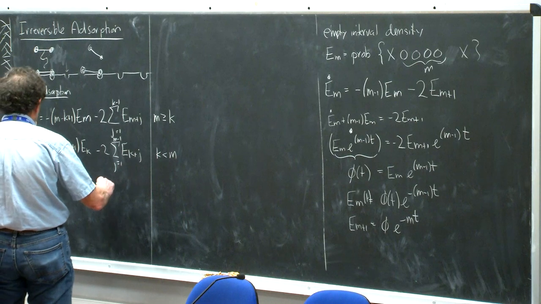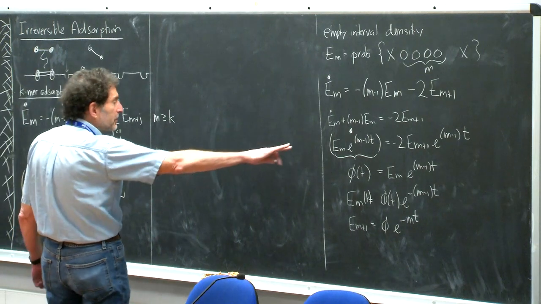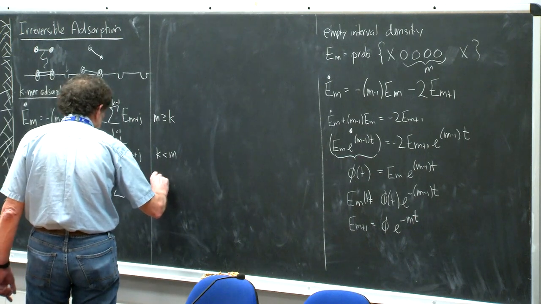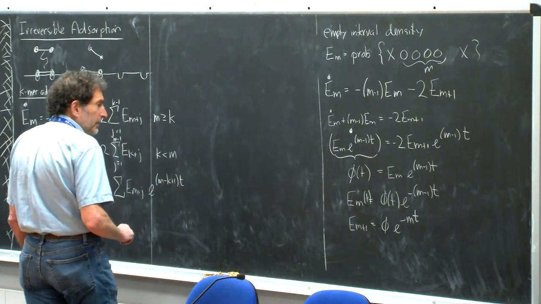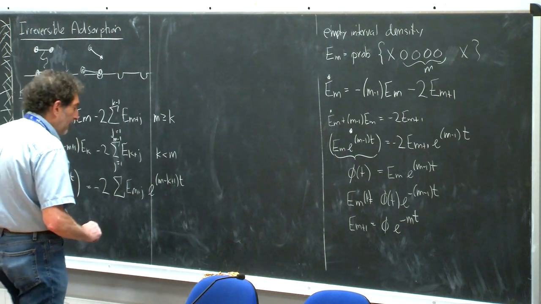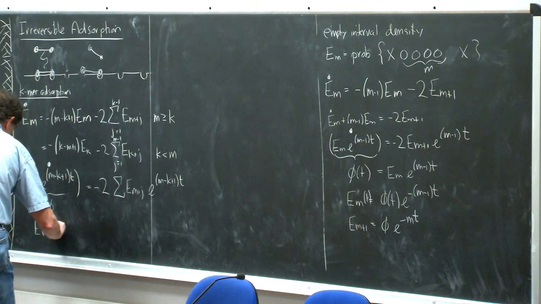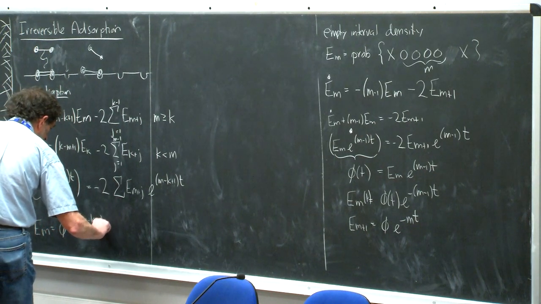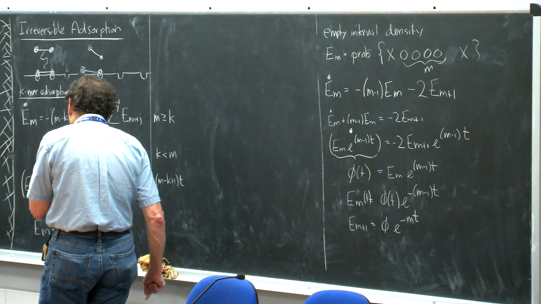And on the right-hand side, we have minus twice the summation. And so it's going to look similar to what we have here. So we're going to have E_(m+j) times e to the (m minus k plus 1)t. And once again, I'm going to call this thing phi. And so that says that E_m is equal to phi times e to the minus (m minus k plus 1)t.